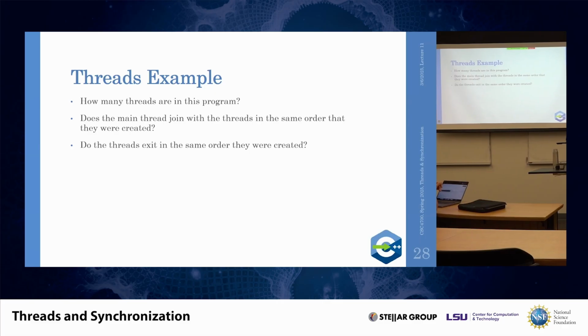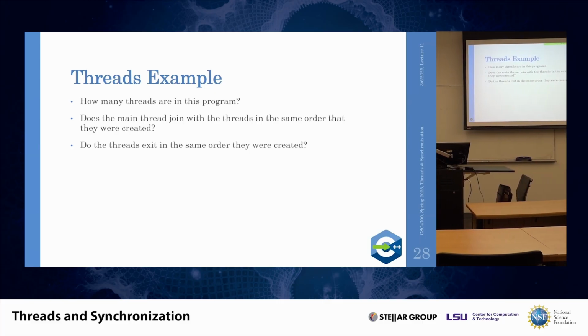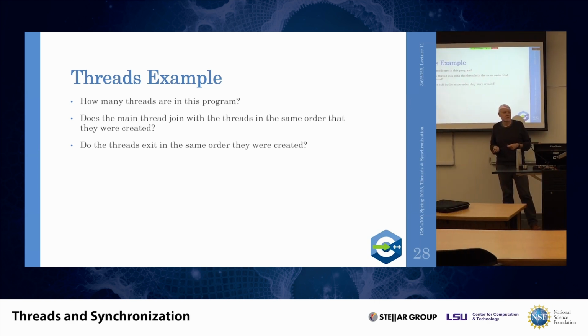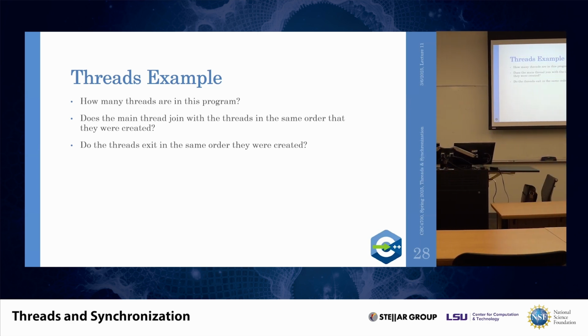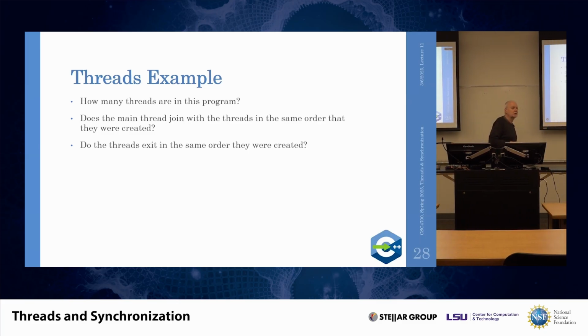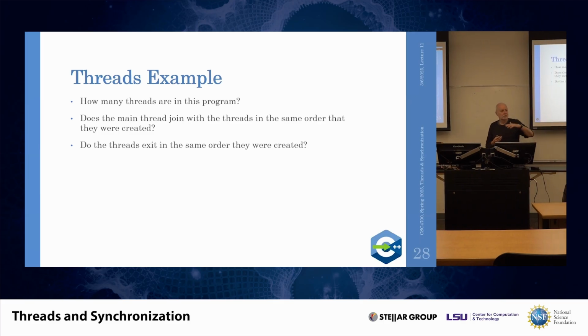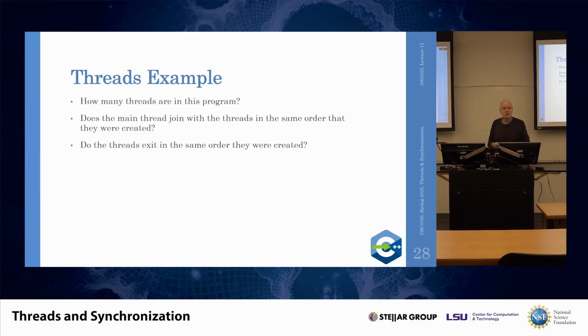Do the threads exit in the same order they were created? So do they terminate themselves in the same order they were created? No, they can terminate in any order, right? One thread can run to completion before the other threads even start running. It's just that the join operation will happen in a certain order, but the termination of the functions is not guaranteed to be in the same order.